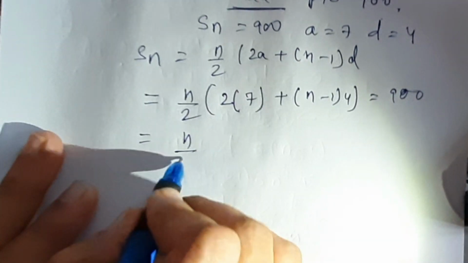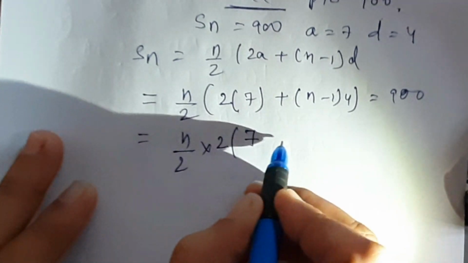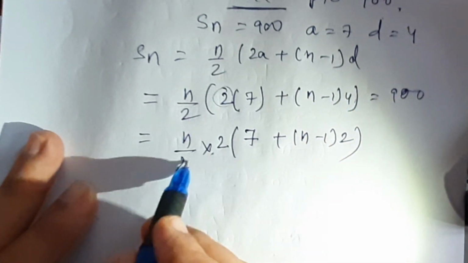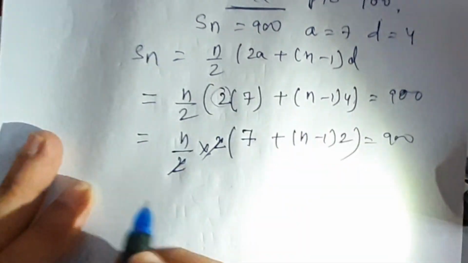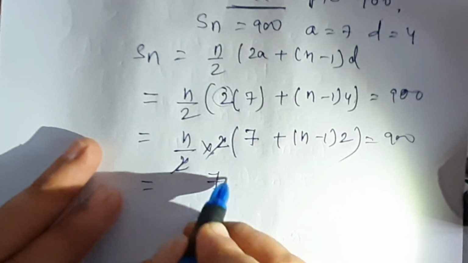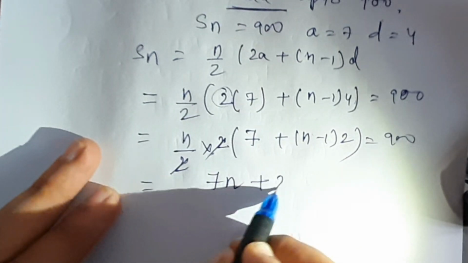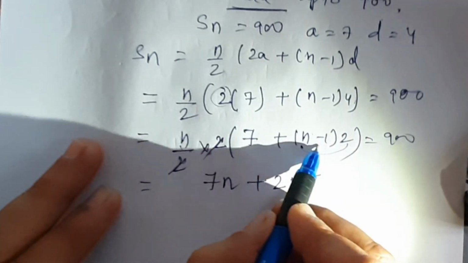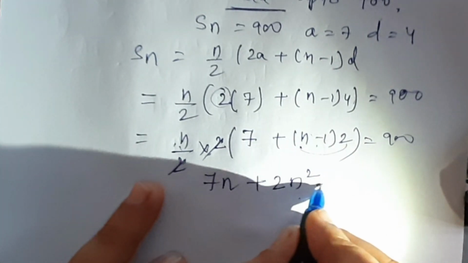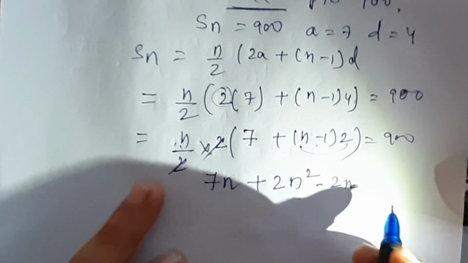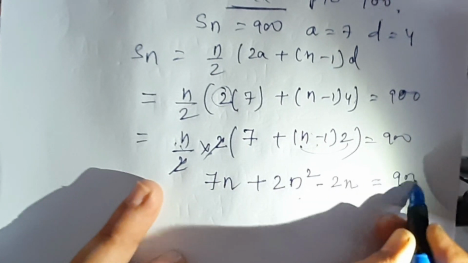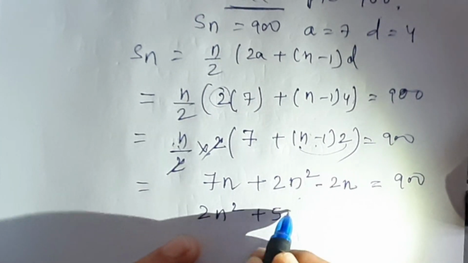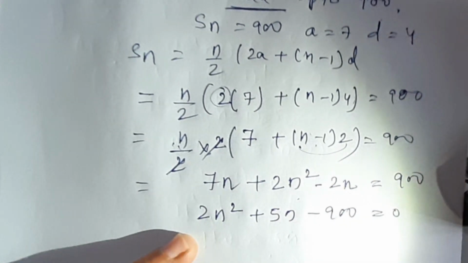So we can take 2 common here. So 2 is taken common, leaving 7 plus n minus 1 times 2. I have taken 2 common from both the terms. Now 2 will get cancelled, which is equal to 900. So here it is 7n, then 2n square. 2n multiplied by n is 2n square, minus 2 multiplied by n, so it's minus 2n, equal to 900. Thus the equation is 2n square plus 5n minus 900 is equal to 0.